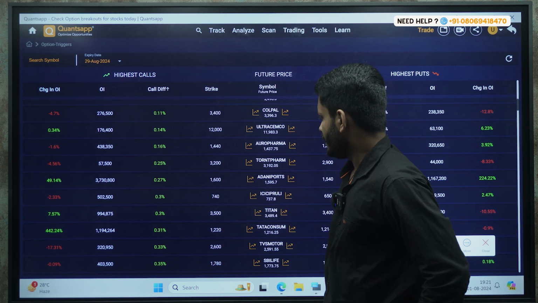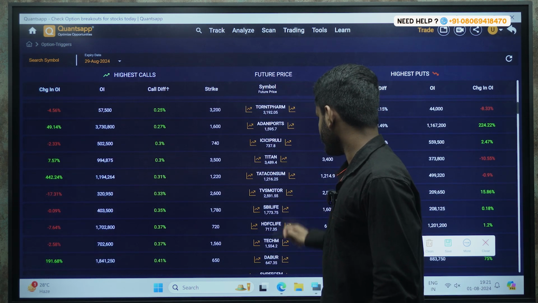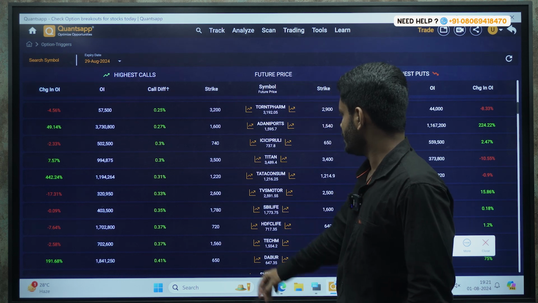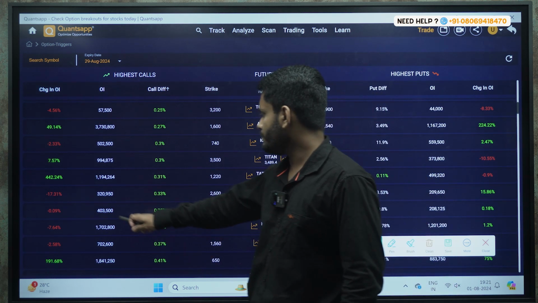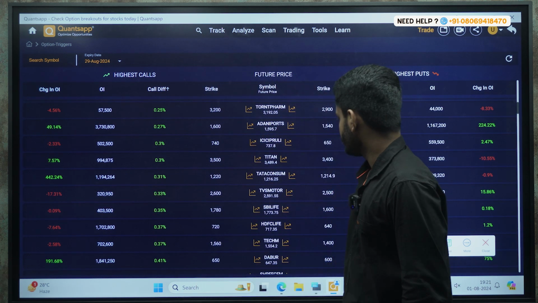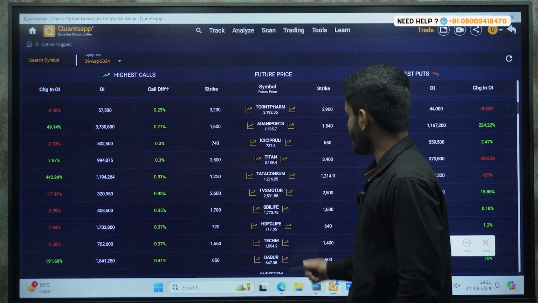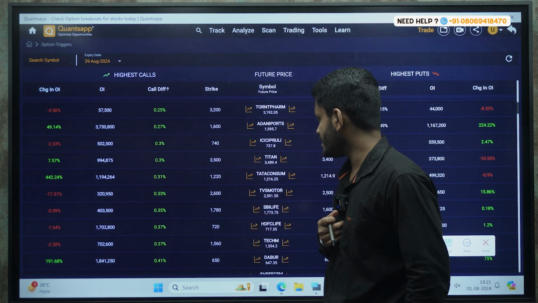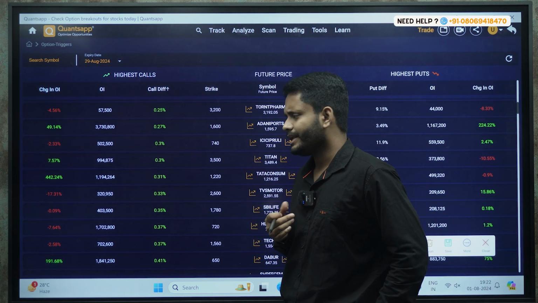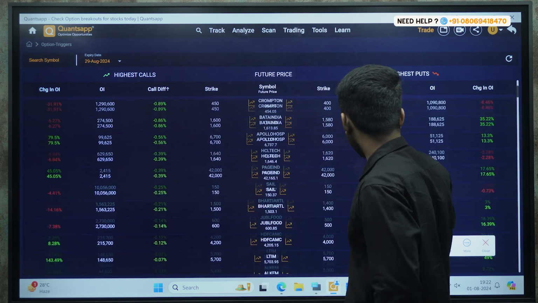You can trade it for a decent swing on the upside. Now if you see TVS Motors, 2590 is the current price, 2600 is the resistance, and I can see 17% unwinding in TVS Motors. Correct. So as soon as TVS Motors sustains above this level, you can go and initiate a trade. Correct.